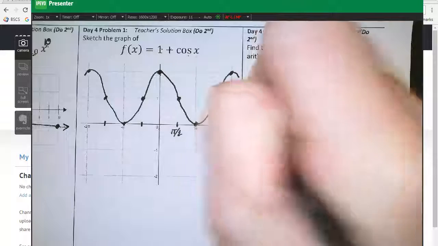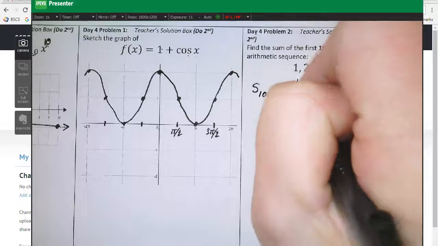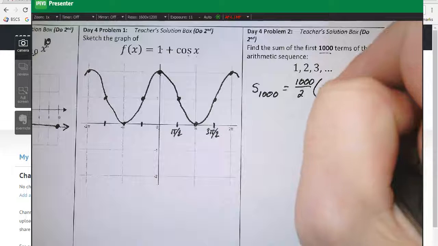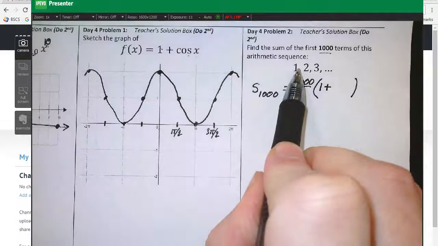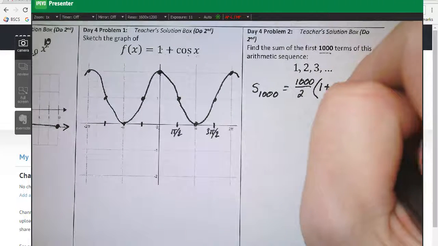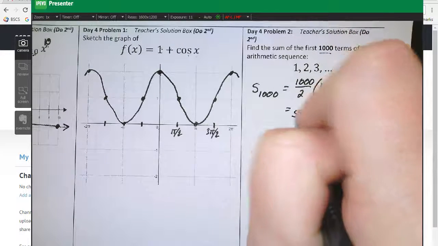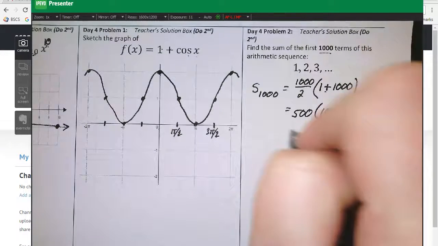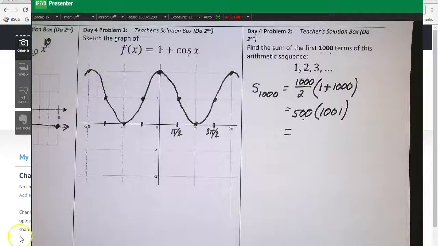We can use the formula that the sum of the first 1,000 terms can be found by taking 1,000 divided by 2 and then multiplying by the sum of the first term and the 1,000th term. Notice that the 1,000th term in this list of numbers happens to be the number 1,000. 1,000 divided by 2 is 500. And then this sum here turns out to be 1,001. So we can find our answer by going 500 times 1,001. The answer is 500,500.